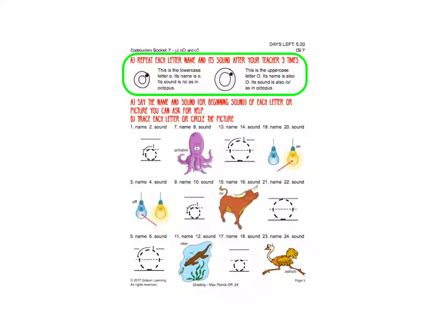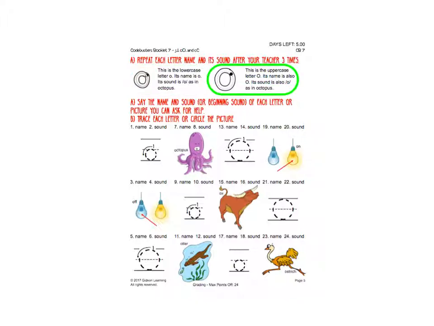Repeat each letter name and its sound after your teacher 3 times. This is the lowercase letter O. Its name is O. Its sound is ah, as in octopus. O, O, O, ah, ah, ah. And now we can write our lowercase letter O.